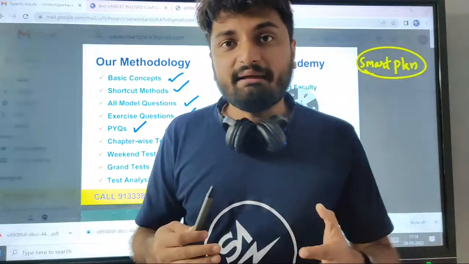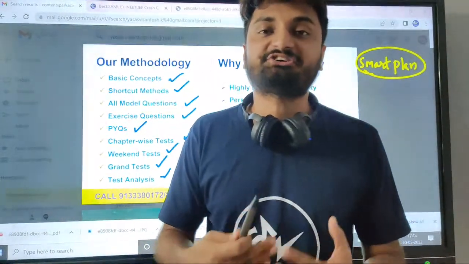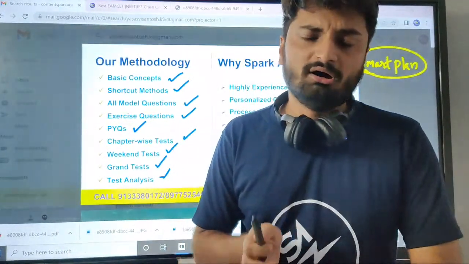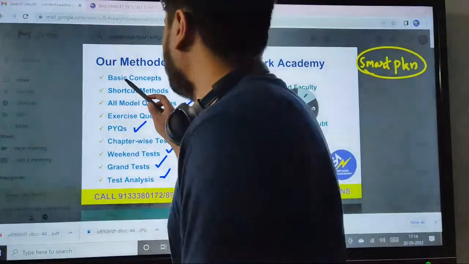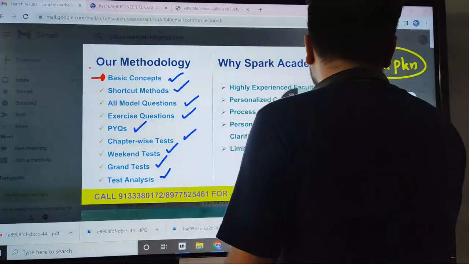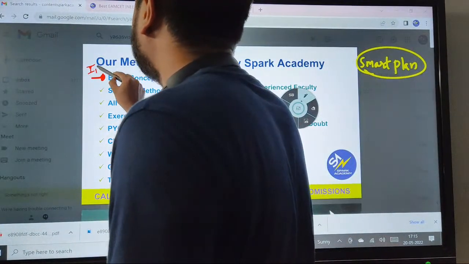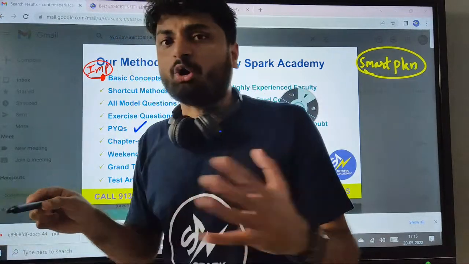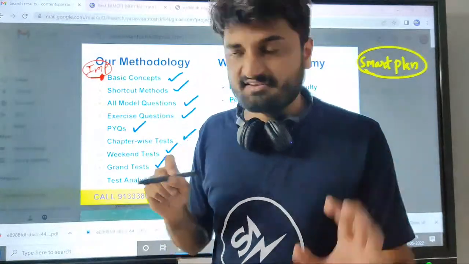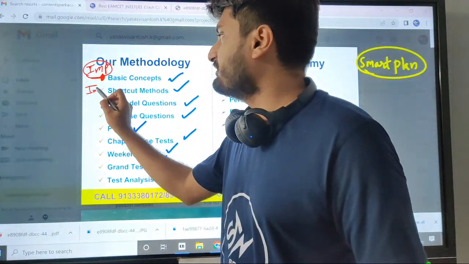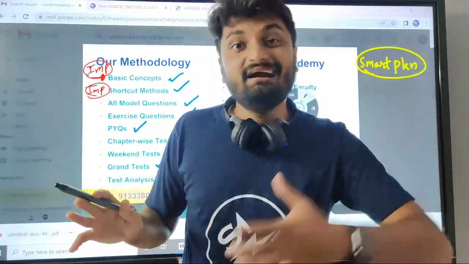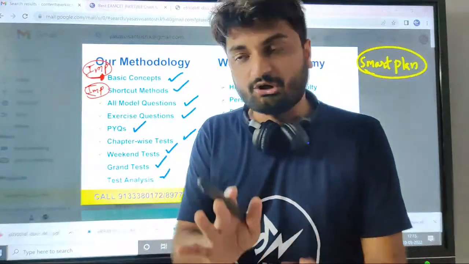So the plan or the strategy which we suggest for you, whether you go to a coaching center or prepare at home, is to identify the important basic concepts. There are many concepts, but only a few will be relevant to you. So you need to identify the important basic concepts and the important shortcut methods. Once you identify the basic concepts, you need to identify the methods associated with those.